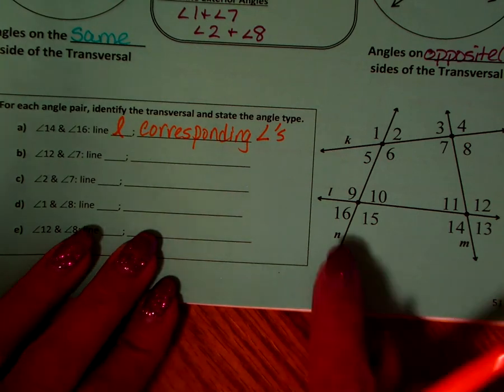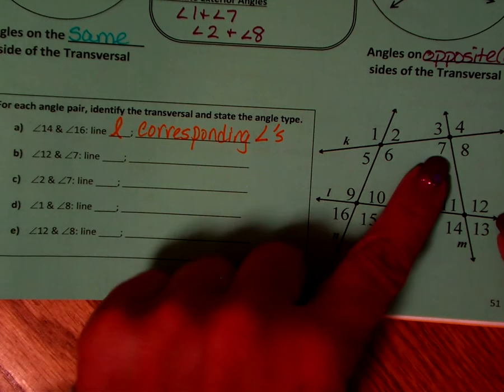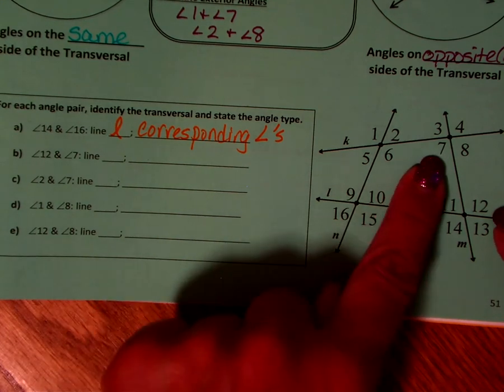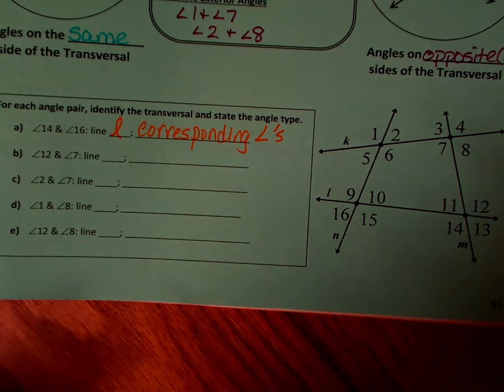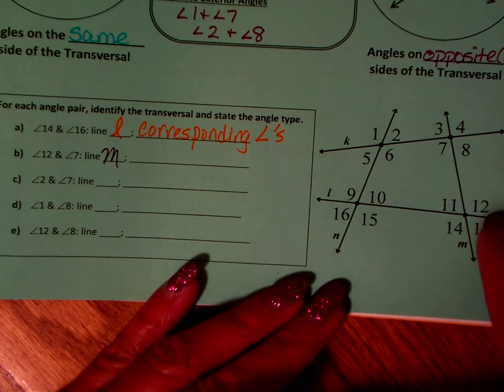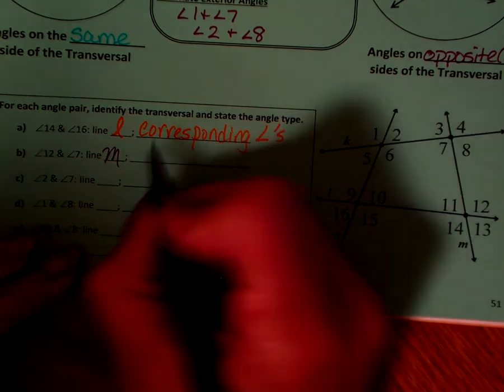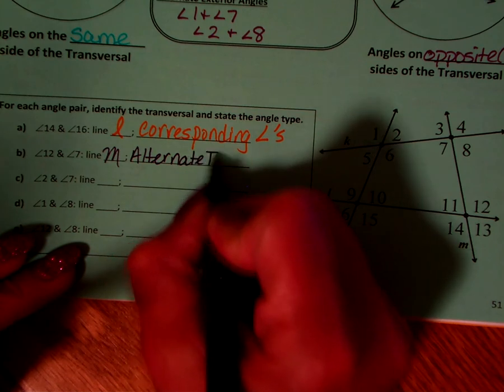Okay. If we look at angle 12 and 7, 7's here, 12's here. So looking at those, what is the transversal? Would be line M, right? Using 12 and 7. And those would be alternate interior angles.